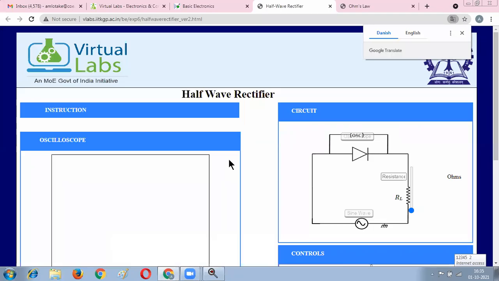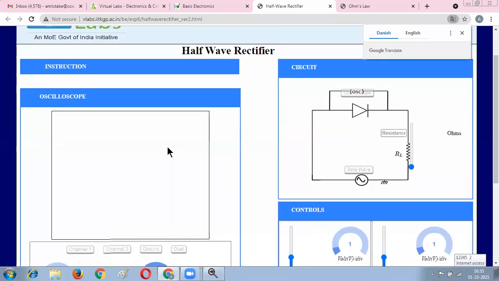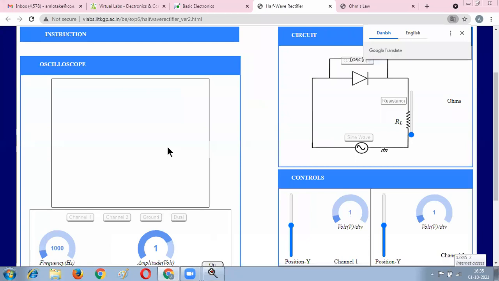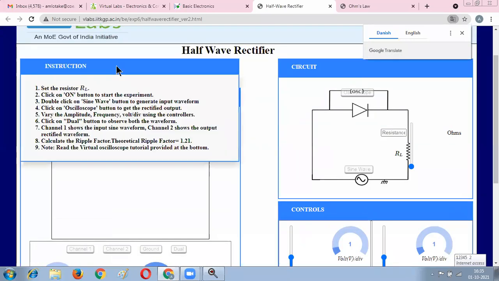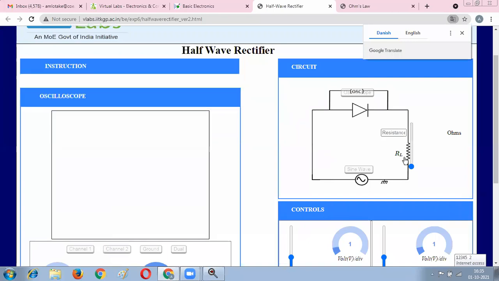Press the half wave rectifier tab. You will get this instruction. This is the circuit diagram. My first instruction: set the resistor RL. Where is your resistor?